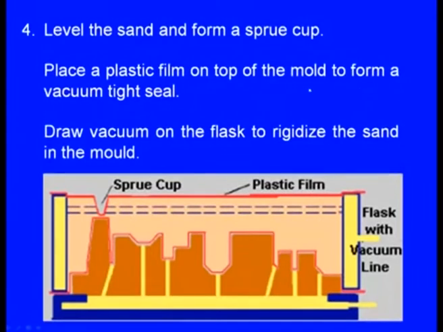Now, place a plastic film on the top of the mold to form a vacuum tight seal. Draw vacuum again, and here we have to apply the vacuum on the flask to rigidize the sand in the mold.